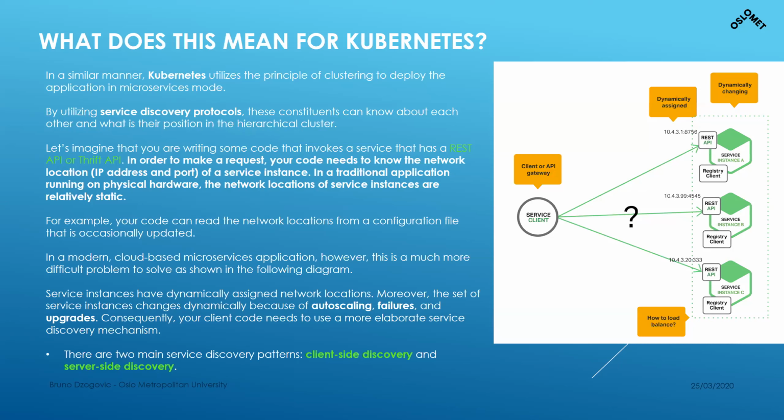So what does this mean for Kubernetes? In simple words, Kubernetes is using clustering to deploy clusters. Clustering is a way of servicing the nodes deployed in microservices by using service discovery protocols and network connection. One way to do this is represented in the picture. You have an API, a gateway, or a client, and you're accessing different services through RESTful APIs that are deployed in a Kubernetes pod.